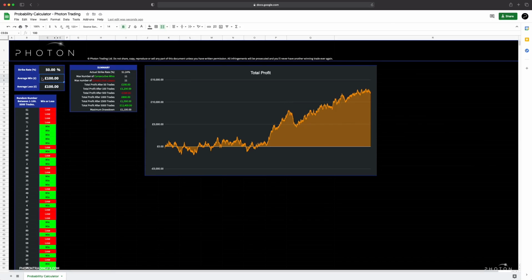That's pretty much the edge of a coin flip. It's a 1-to-1 risk to reward, right? You win as much as you lose on your losers. And look at this, you go nowhere, you break even for what looks to be about 2,000-3,000 trades, and then boom, you're off. You've nearly made 13-14 grand there.